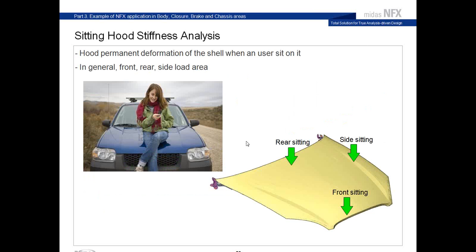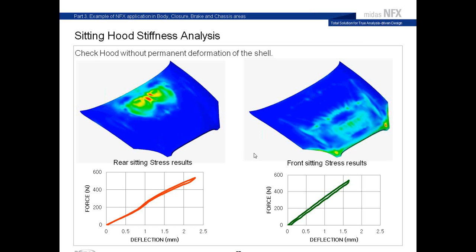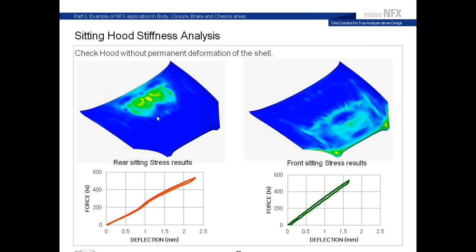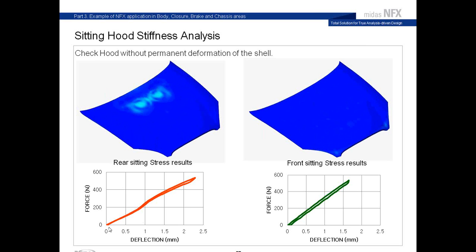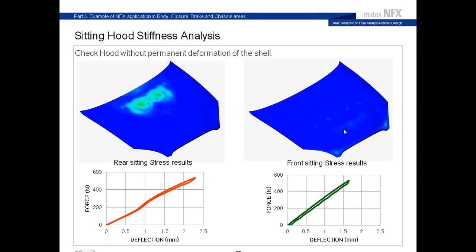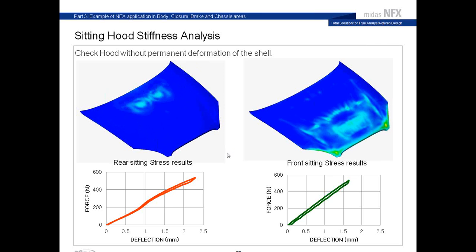And of course the sitting hood stiffness. You can imagine someone is sitting on the front of your car, so you'll need to test several positions to know which part will be more vulnerable. In this case, a person sitting on the rear of the hood will increase the deflection almost 2 times. So the analysis can give you such results. So this is permanent deformation.